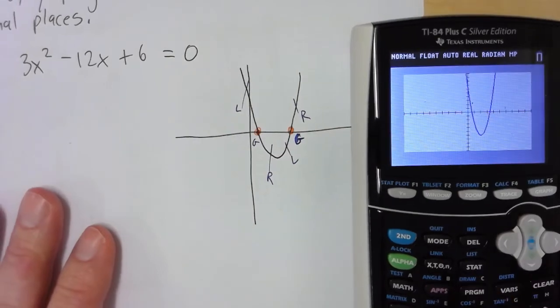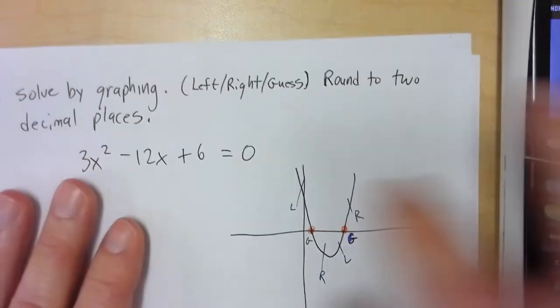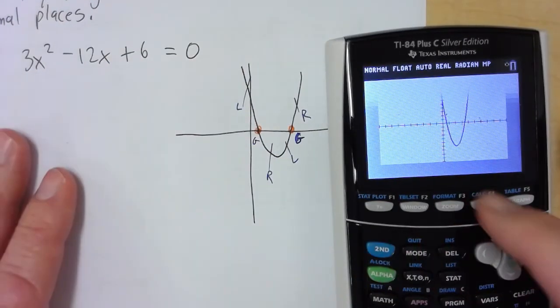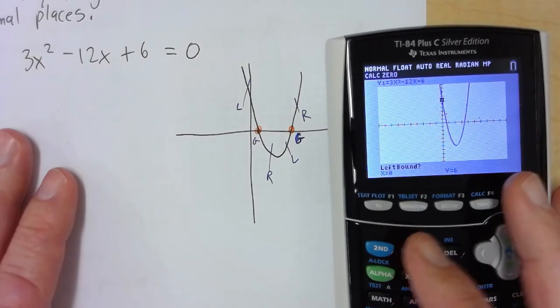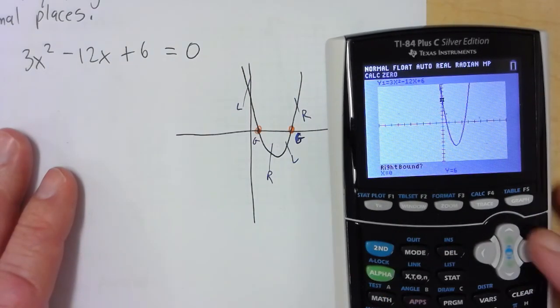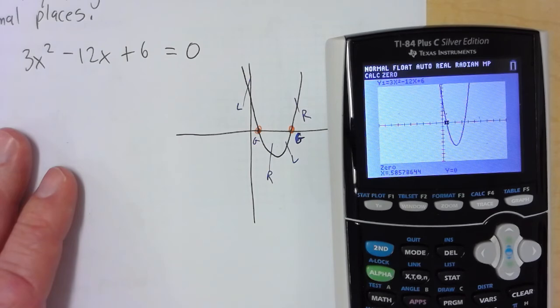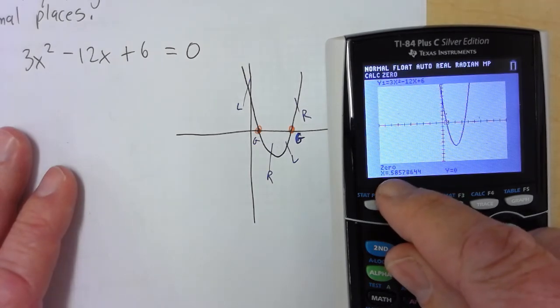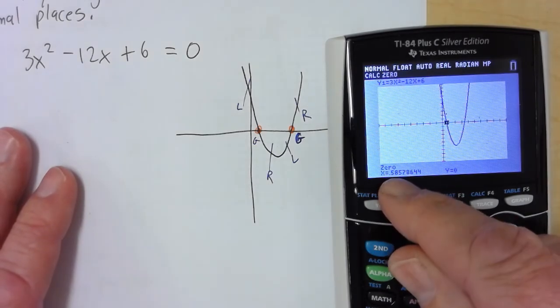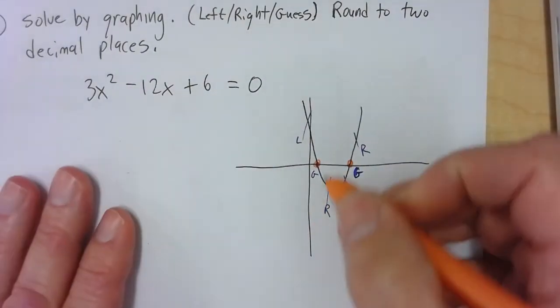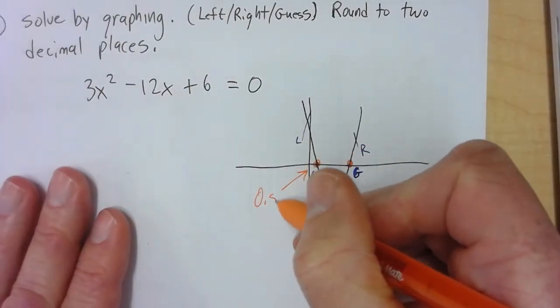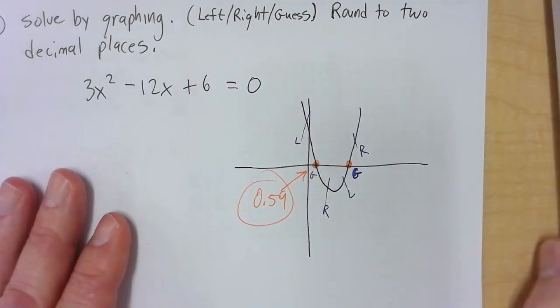Let's go ahead. I have left, right, guess. How do you get to that? You go second, calculate, 0 of the function. Move, I'm already on the left side, so I hit enter, move to the right side. I was helping a student today, and I said left, right, middle. So you're marking the middle of it where it crosses. So the answer is 0.59 if we round it to 2 decimal places. That's where it crosses approximately.